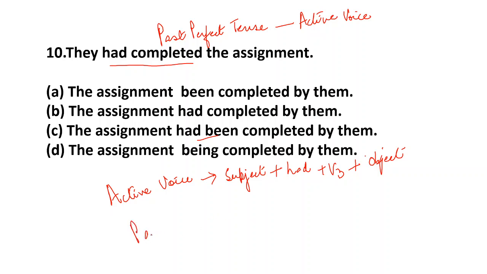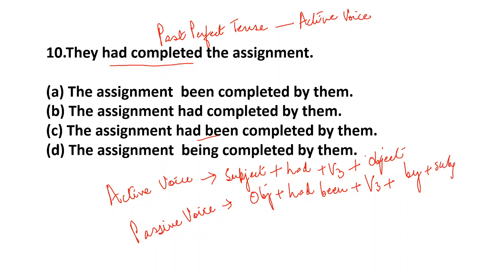So in the passive voice, what will it be? Passive voice, it will be object again. Object comes in the beginning. Now here it will be had been. So I hope you remember the difference, what is happening in the past perfect tense and what is happening in the past continuous tense. Had been plus V3 will be there, plus by will be there, and plus the subject. Okay. Now here you see, find out which one is the correct answer. Which one is the answer? So here this will be, of course, number C. This will be the answer. The assignment had been V3 by, and this is the subject.